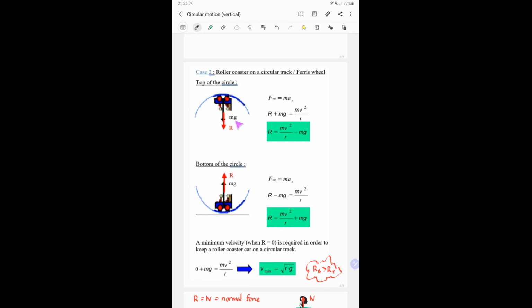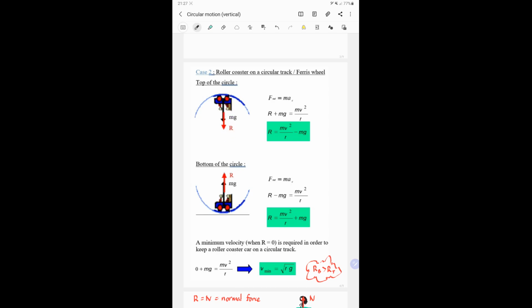As we know, W is always directed downward. W is weight, or mg. So mg is always directed downward. At the same time, R here represents the reaction force or normal force. So R and N are the same. R is directed downward. Why? Because the normal force is a force exerted by the seat on the passenger. So in this case, R is directed downward.